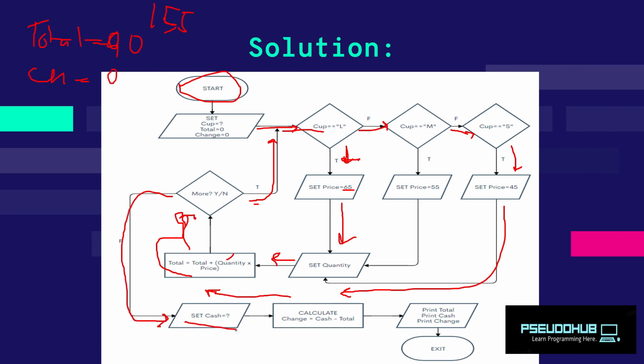Set cash. Pila man imong kwarta draa, nimbayad siya og, let's say for example 160. So next, calculate the change. So cash is 160 minus the total, which is 155. So that means ang change karon is 5 pesos. So i-print dayon, i-print ang total, which is 155, i-print ang cash, which is 160, i-print ang change, which is 5 pesos. So nakuha na to ang gusto ni client.